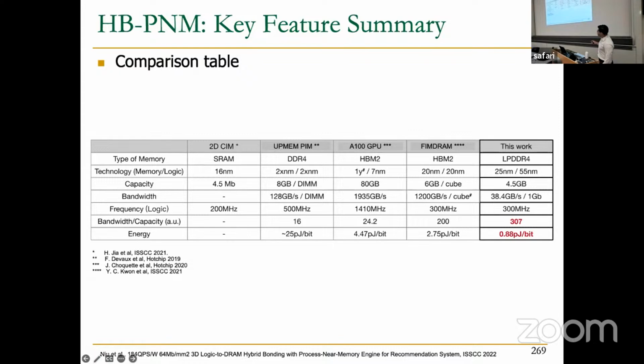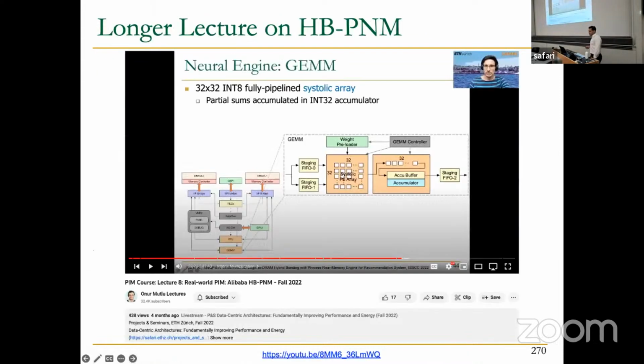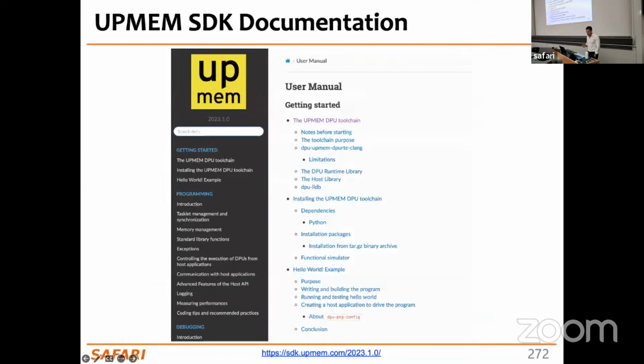But what is important is that their bandwidth per capacity, whatever this metric means, is higher than the other ones. They keep dividing things around to show that based on this metric, something is better than the other. But anyway, the energy is energy, right? So the energy per bit is lower compared to the other two, because they are using low power DDR4. So this is why. If you are interested in this, again, check Luan's lecture on that.